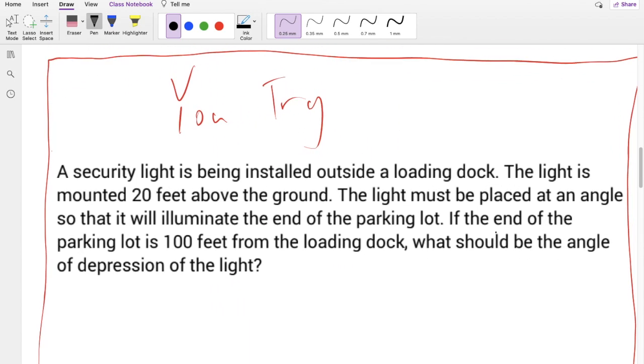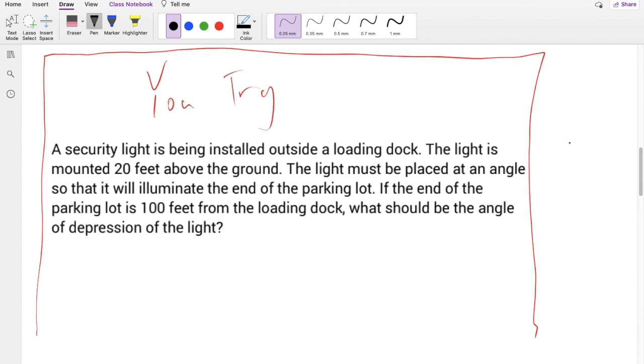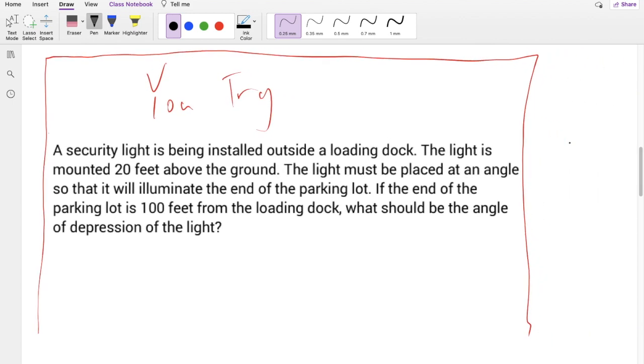So I have a U-try, so it is a word problem, which means you're going to need to set up a drawing first to find out where the triangle is located in that drawing, and then solve. A security light is being installed outside a loading dock. The light is mounted 20 feet above the ground. The light must be placed at an angle so that it illuminates the end of a parking lot. If the end of the parking lot is 100 feet from the loading dock, what should the angle of depression be for the light? So pause this video and try it out.